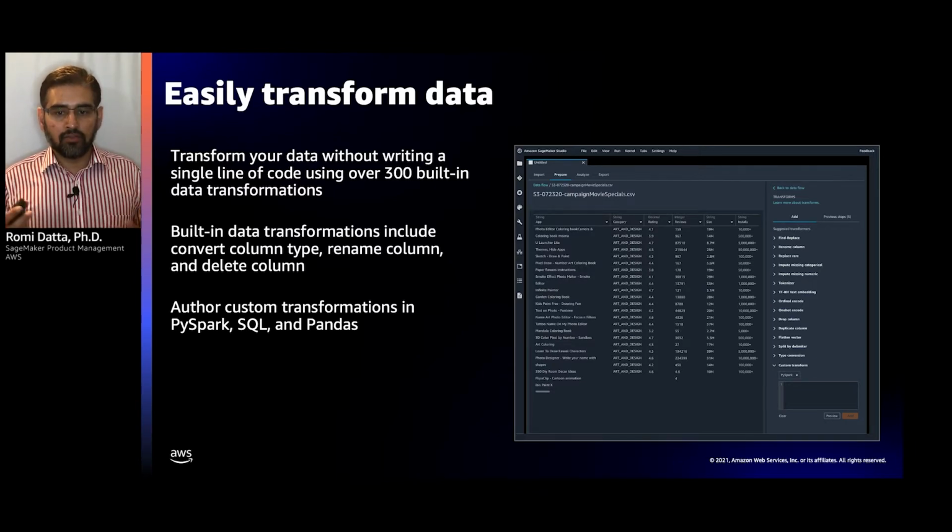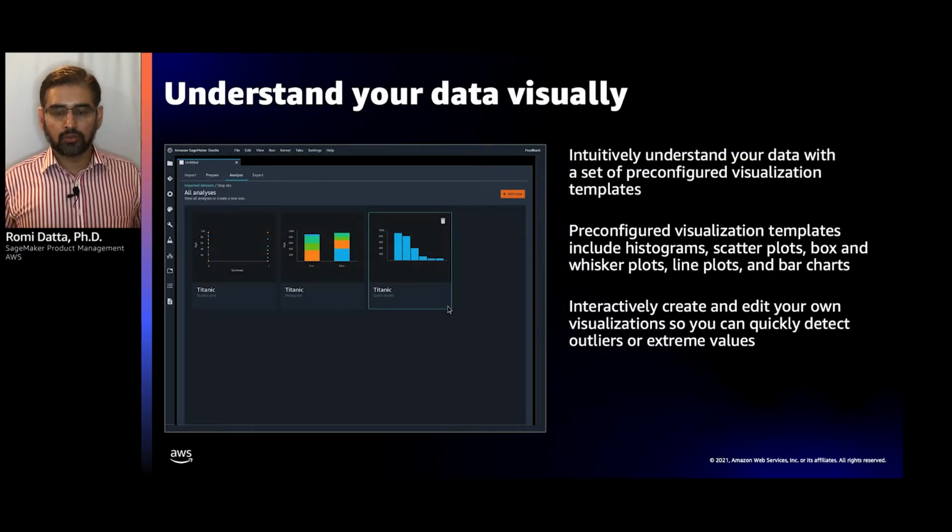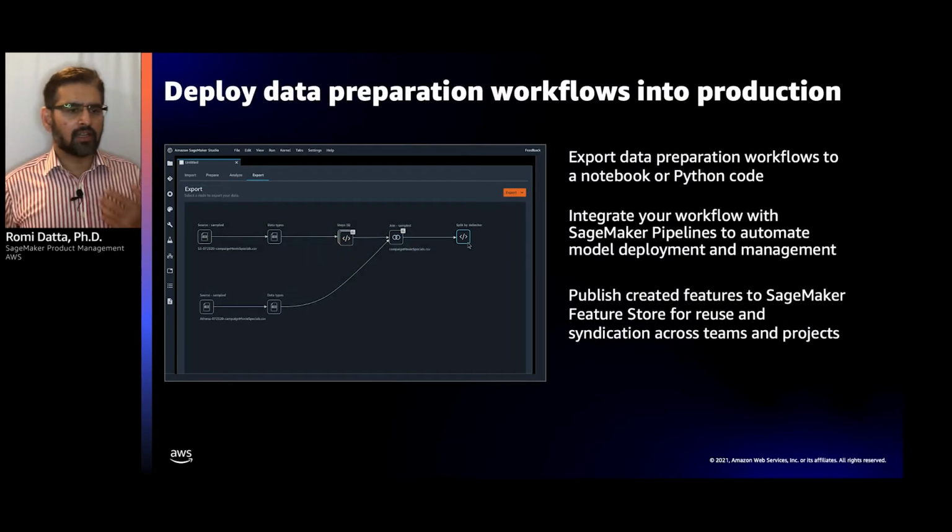You can look at your data visually. We have a suite of pre-configured visualization templates, which include histograms, scatter plots, etc., to look at your data and see if something is out of the normal. And once you have done the ingest of data, cleaning it up, data preparation, and visualization, you can deploy this entire workflow into production, either by exporting it into a notebook or Python code, or integrating your workflow with SageMaker Pipelines, or publish the created features to SageMaker Feature Store for reuse across your teams.